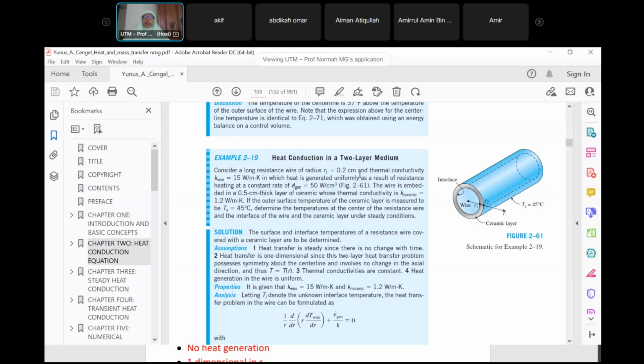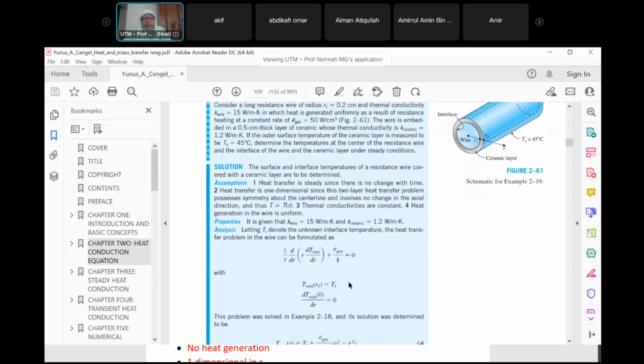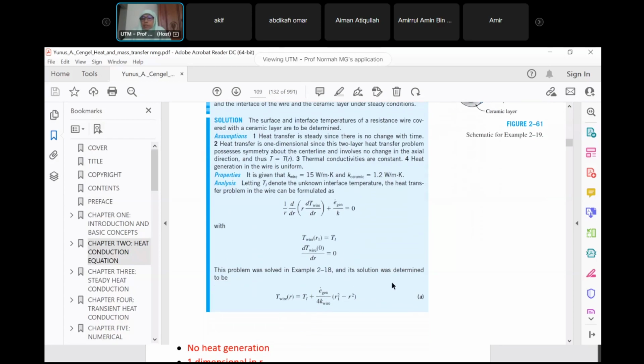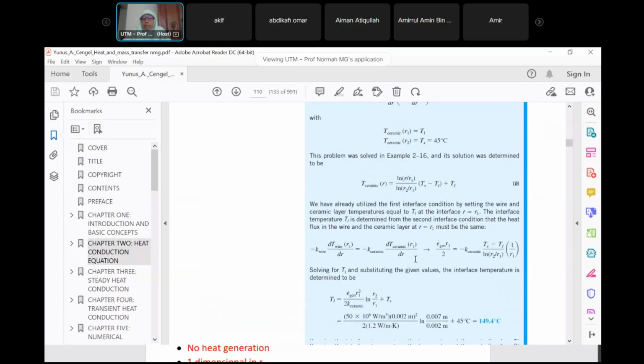Let me point out that you have to be careful when solving heat transfer problems. Make sure you understand radius, diameter and thickness, where R1 plus the thickness will give you R2. Here T wire is T1, already shown, so I don't have to go through it. You may go through them yourself.